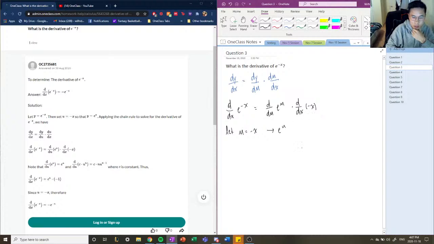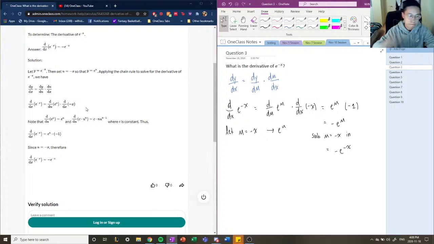And now that we have this, we can solve this easily. So d of du of e to the u just equals e to the u, and d of dx of negative x is just negative 1. So now we have negative e to the power of u, and we're going to sub back in our u here, and we get negative e of negative x. So the derivative of e to the power of negative x is negative e to the negative x, and we used our chain rule to find this derivative.